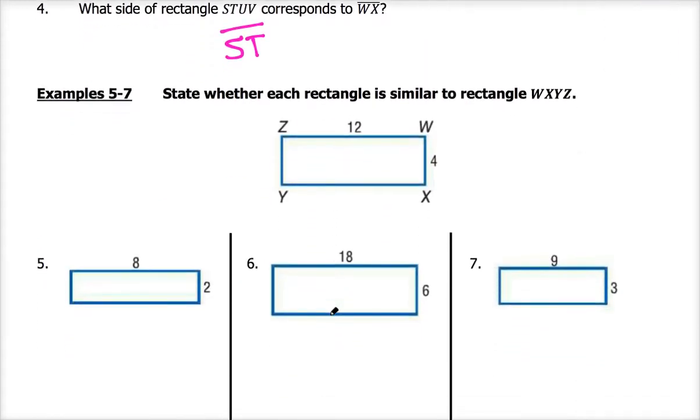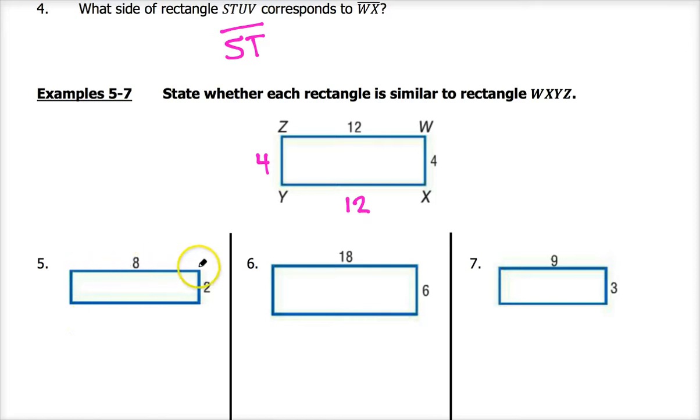Okay, finally jumping down to 5 through 7, we're asked to state whether each rectangle in 5, 6, and 7 is similar to rectangle WXYZ up here at the top. Okay, so for WXYZ, we know that the top side, segment ZW, measures 12 units, and then segment WX measures 4 units. And because it's a rectangle, that also means that the opposite sides are congruent. Okay, we learned that the other day when we talked about properties of quadrilaterals. So that means that this side here must also be 4 units, and then the bottom side must also be 12 units.